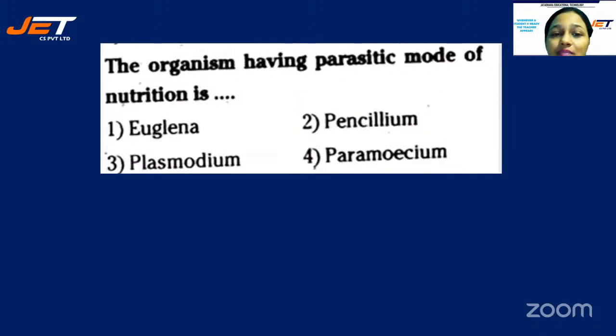The organisms having parasitic mode of nutrition is, and your options are number 1 Euglena, number 2 Penicillium, number 3 Plasmodium, or number 4 Paramecium. The organism having parasitic mode of nutrition. Euglena, Penicillium, Plasmodium, or Paramecium.